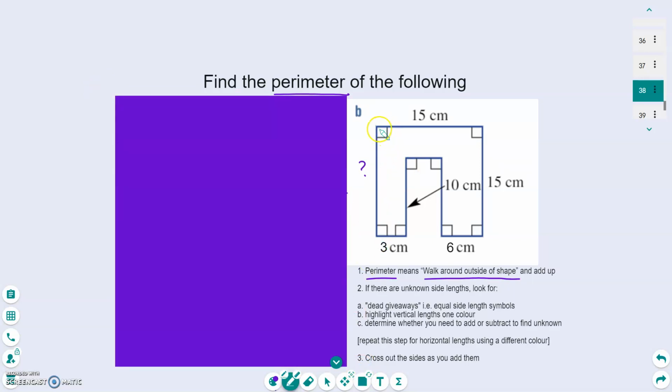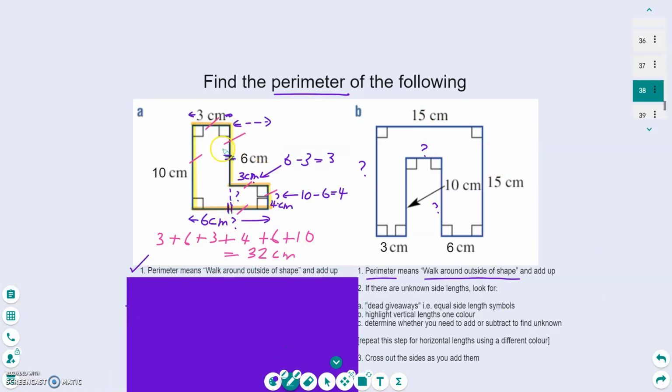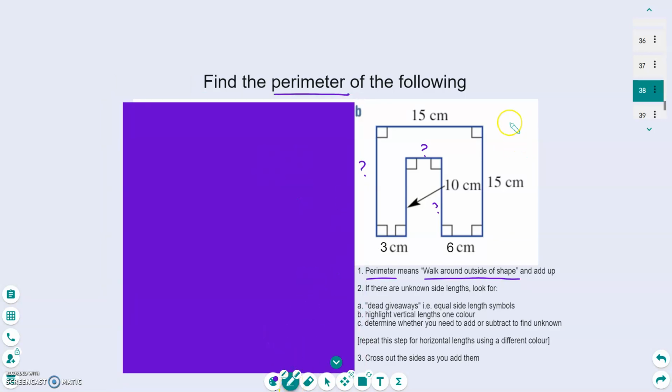So I can see as I walk around the outside of the shape, there are a few unknown side lengths that we've got to find. They're not labeled. So I go to this step: if there are unknown side lengths, look for dead giveaways, the equal side length symbols. As you can see, there are no little symbols like that on the diagram. In the last one we had some dead giveaways, but unfortunately there aren't any in this one. So let's keep going.